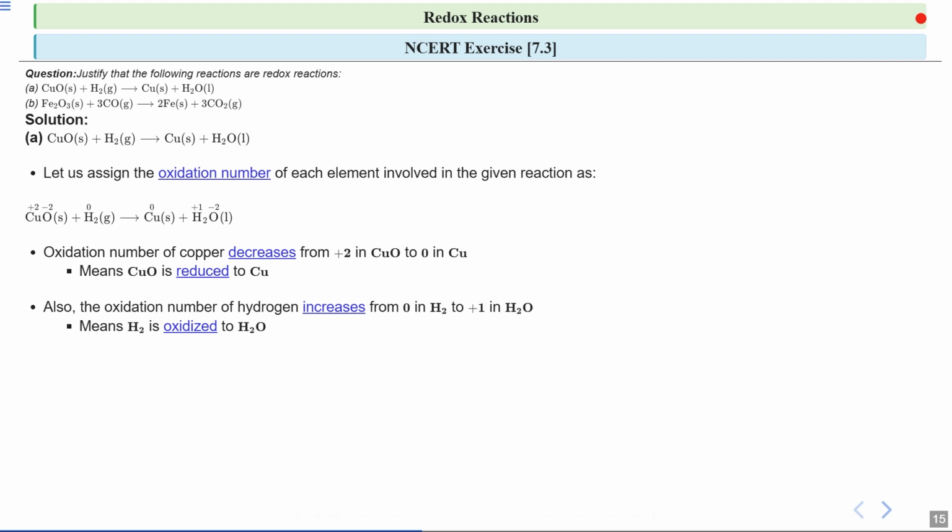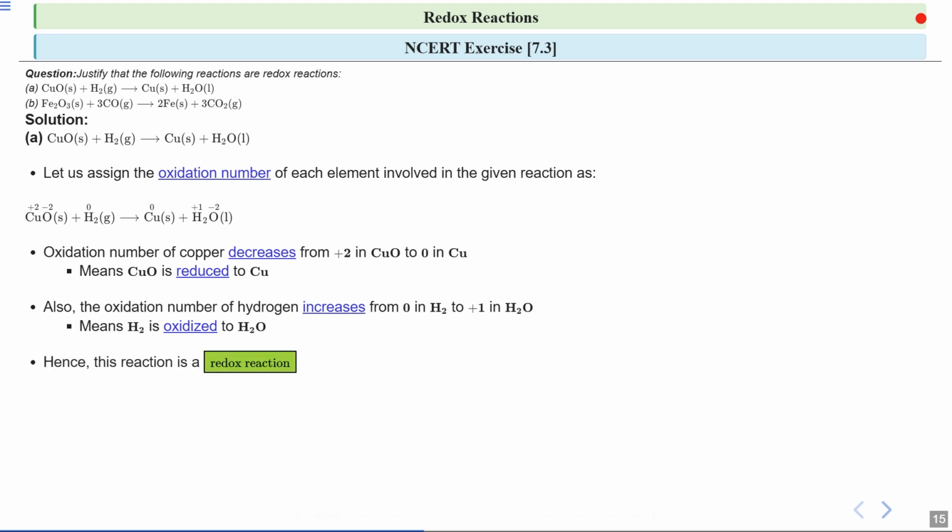Now you can think about both of these half reactions in terms of the classical concept. How? Here the copper is being formed by removing one oxygen from the copper oxide. So you are removing an electronegative element from CuO. That is a classical definition of reduction. Similarly, your hydrogen is added to oxygen. So your hydrogen is getting oxidized due to the addition of one electronegative element. So from both perspectives, we can say that your CuO is getting reduced and your H2 is getting oxidized.